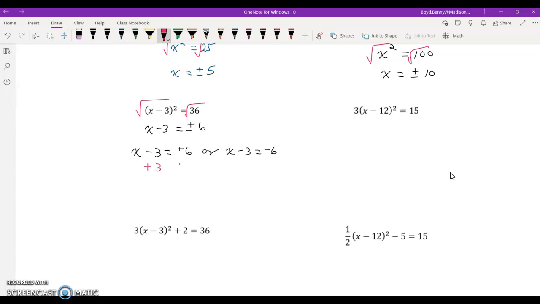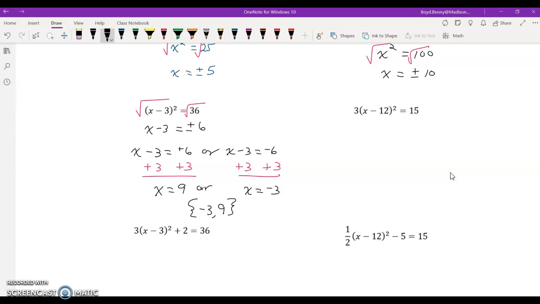I'll add 3 to both sides. Over here, I'll also add 3 to both sides. And so that's going to leave me with x equals 9, or x equals negative 3. So my solution set here would be negative 3, 9.